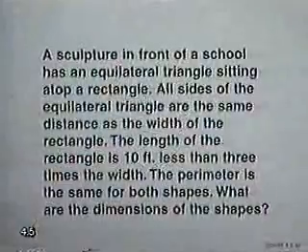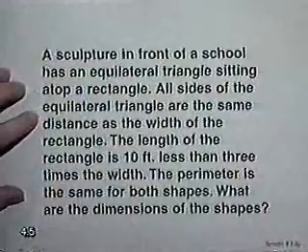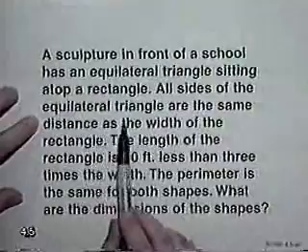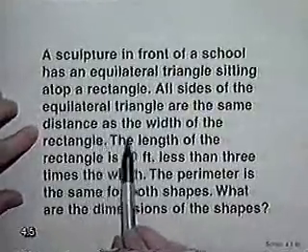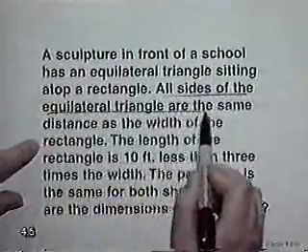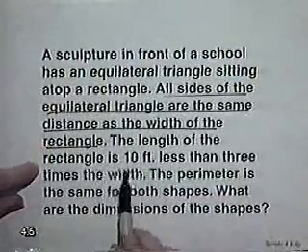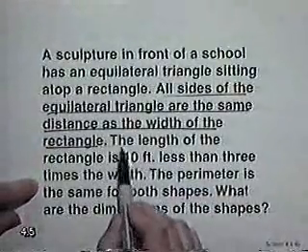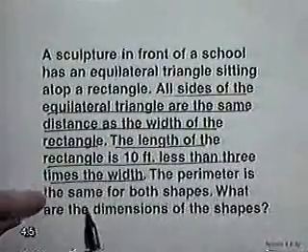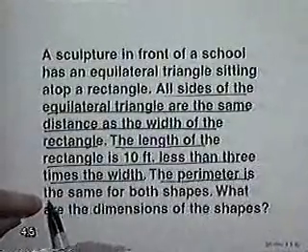So also for understanding the problem, we'll go through and identify some key pieces of information. We are told that all sides of the equilateral triangle are the same distance as the width of the rectangle. Okay, so that's important. And we're also told that the length of the rectangle is 10 feet less than 3 times the width. That's important too. And the perimeter is the same for both shapes, and that will be important also. So I guess I'll underline that as well.